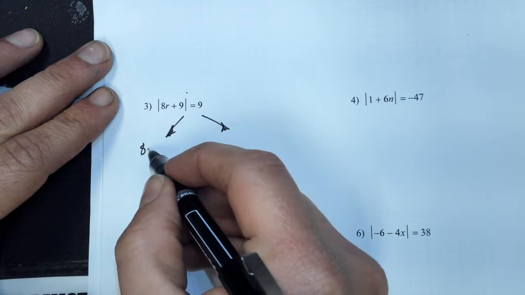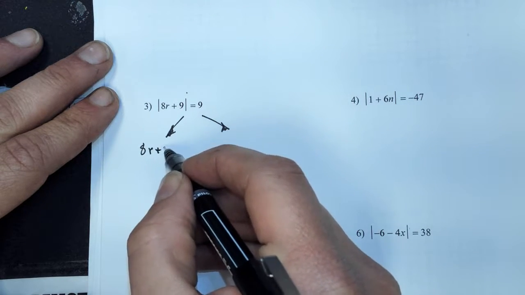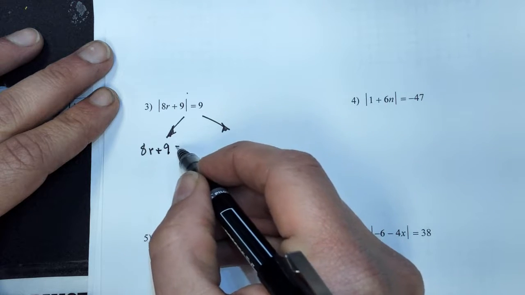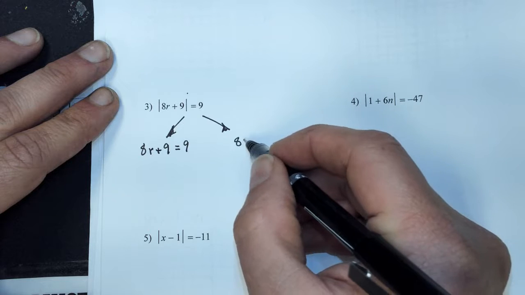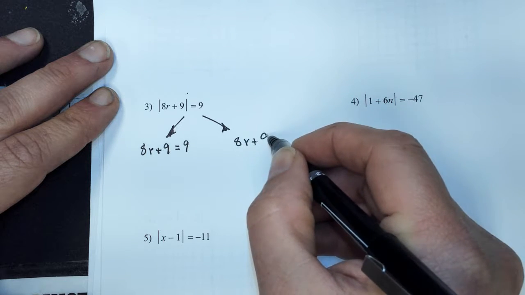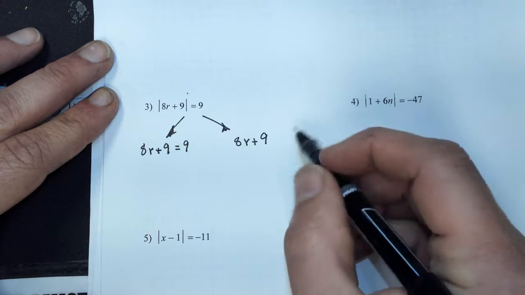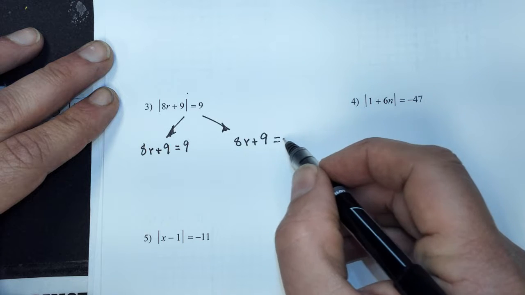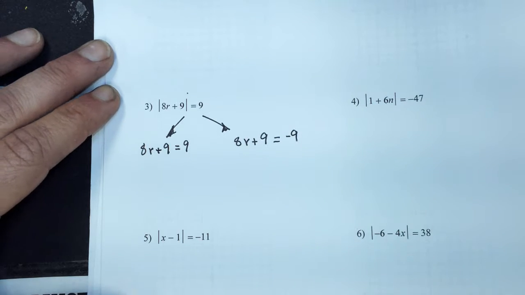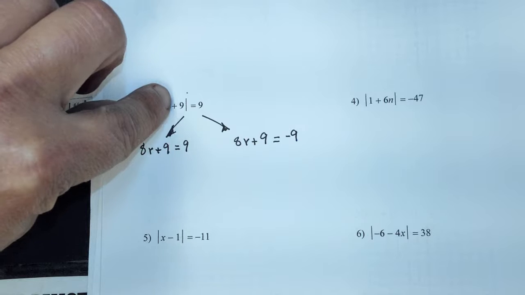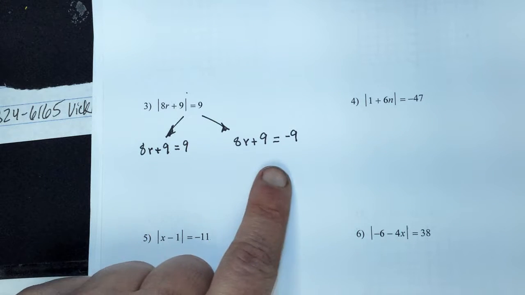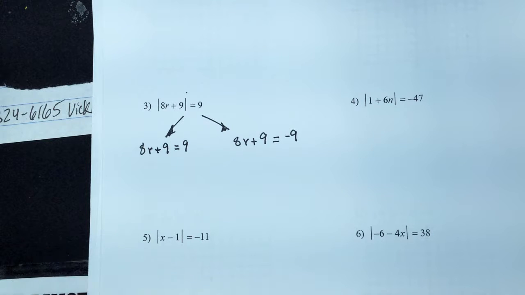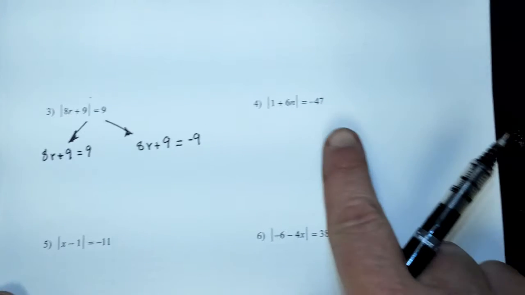The way you'll set this up is you'll repeat the question without the absolute value sign 2 different times, but the second time, whatever it equals, you'll do that as the opposite. So we're going to set up the absolute value of 8r plus 9 equals 9 as 8r plus 9 equals 9 and 8r plus 9 equals negative 9. So you can imagine doing that setup for any of these.